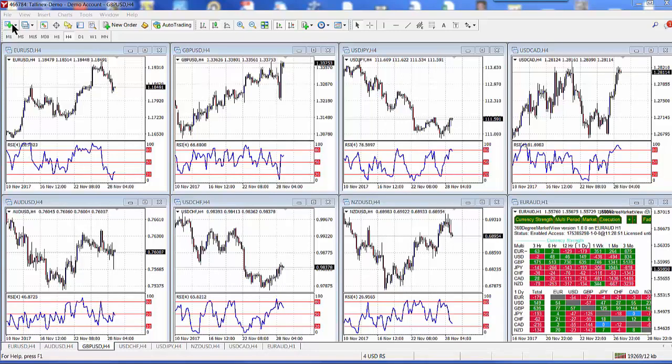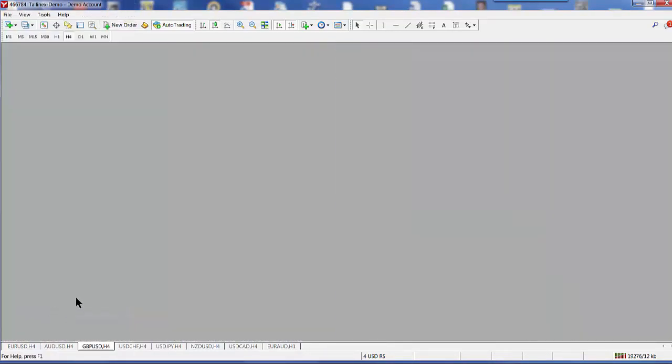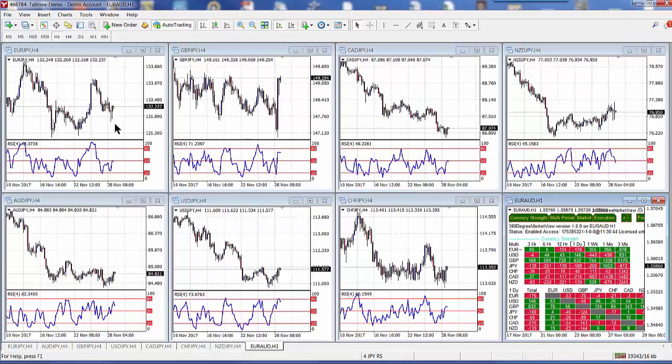The next currency that needs to be looked at on a relative strength basis is the yen. I'm just going to have a look at that. Again, if it's going down, it's strengthening, so that's strengthening. That overall is strengthening.